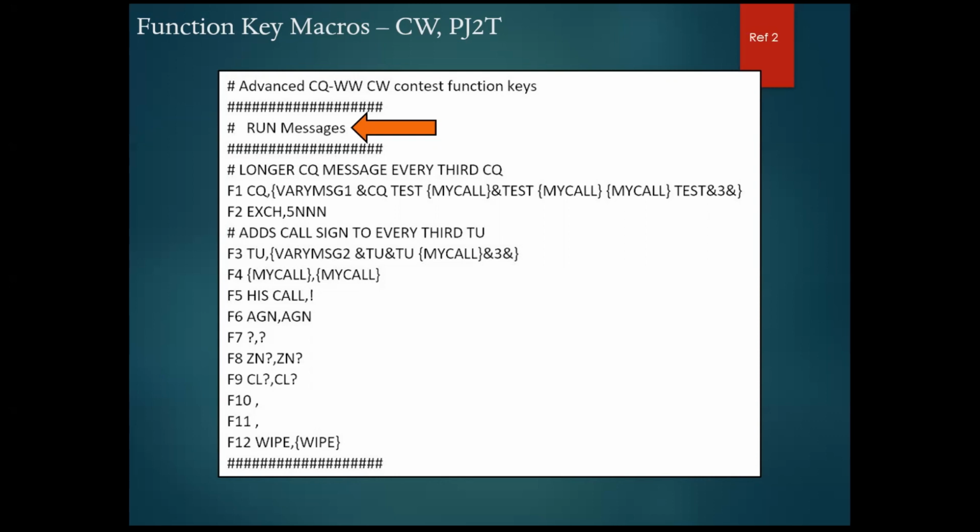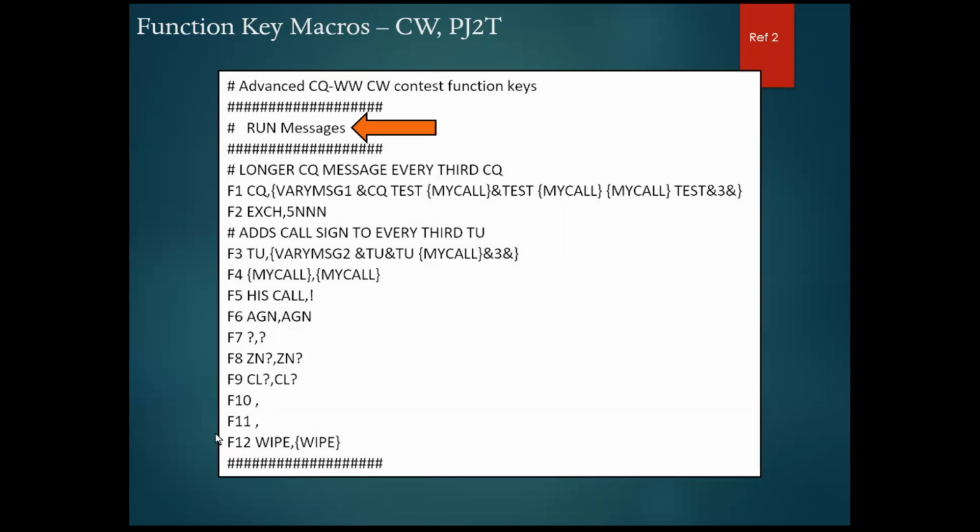PJ2T, most everybody knows that call. I got this off their website. This is some examples of what they use for setting up their macros. And there's an awful lot of things you can do with this. Part of the thing about making N1MM work with its 800-page manual is knowing what's available. So we're going to talk about a few of those types of things.